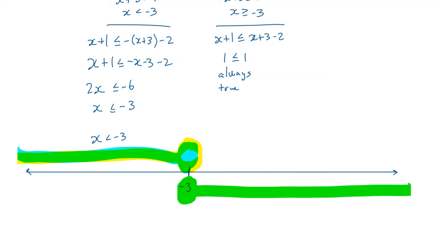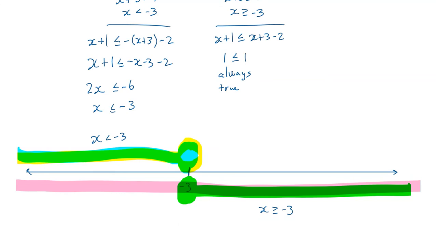Okay, so I've got to finish this. Always true means everywhere. So what's the solution to this side? Noor? Good. X is greater than or equal to negative 3, because the always true is everything, so it's just this interval. And again, negative 3 is colored in. It's included in both, so we include it.